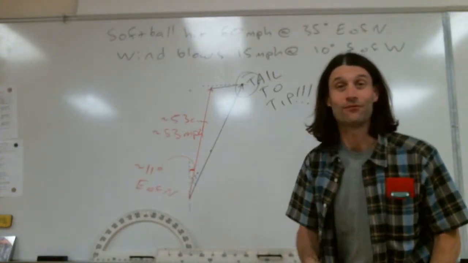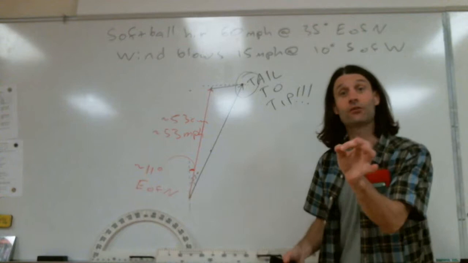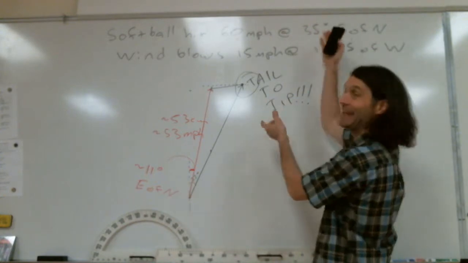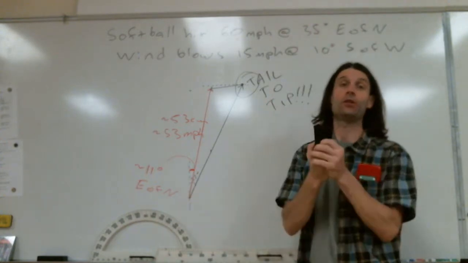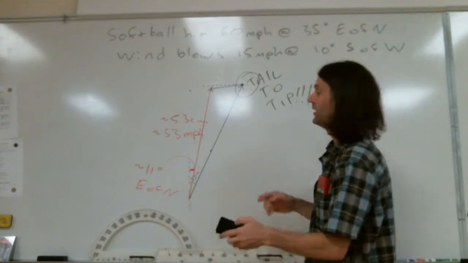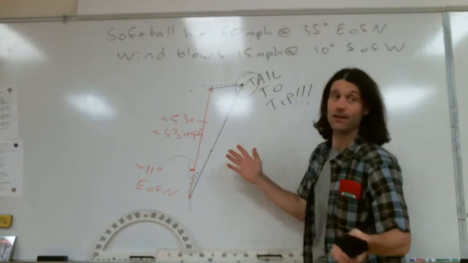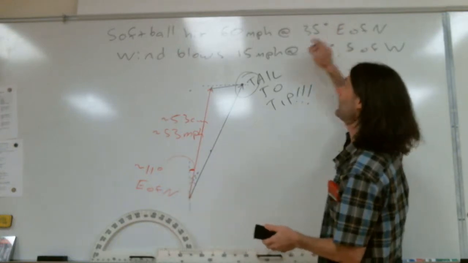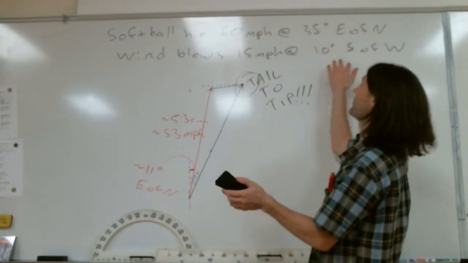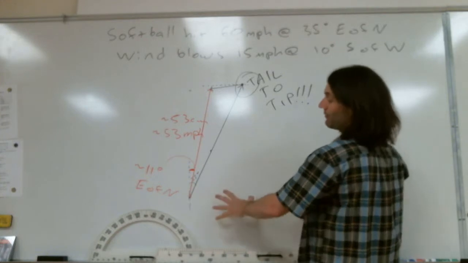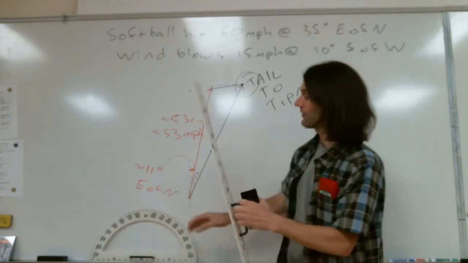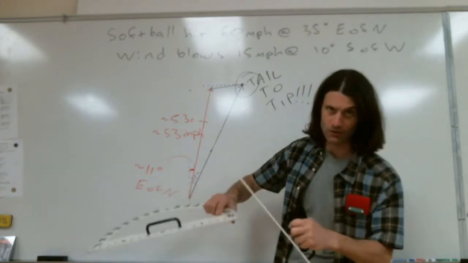Alright, this is our second video that deals with adding vectors. It's going to be the exact same question, only I'm going to use a different strategy in order to solve it. So it's going to be the same softball, same 65 miles an hour, same direction, same wind blowing, same direction, only I'm not going to mess with rulers and protractors. That was for the graphical method.